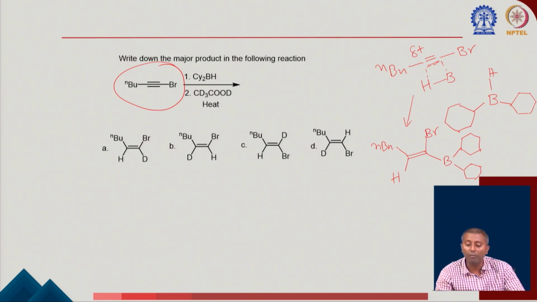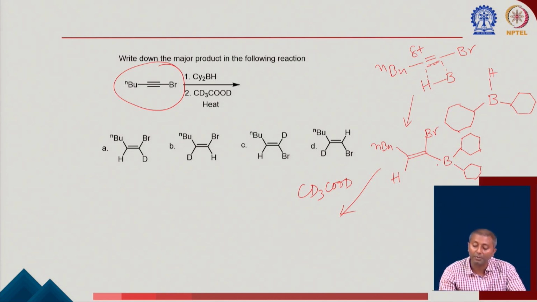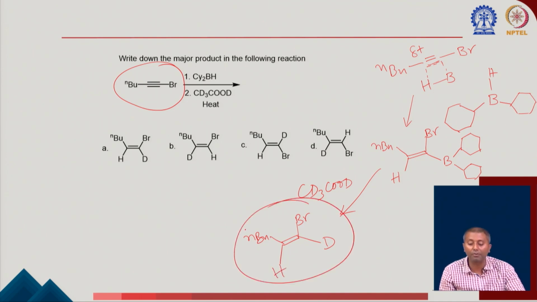Okay, so now what is happening? You are treating with CD3COOD. I think I already talked about in this class that once you treat them with the acid, then this bond is labile, which will be replaced by the acid hydrogen. Okay, and that way you will end up forming, so the boron will be replaced by a deuterium, and it will be H. So that is the product you will end up forming here.